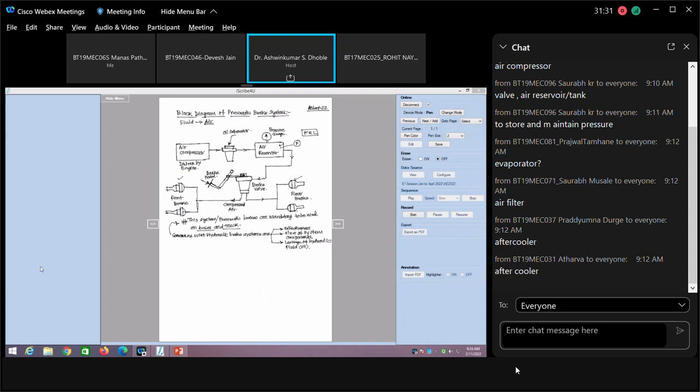So is there any concern about the pneumatic system, how it works and what is the layout and all? Do you have any question? Shall we move ahead?